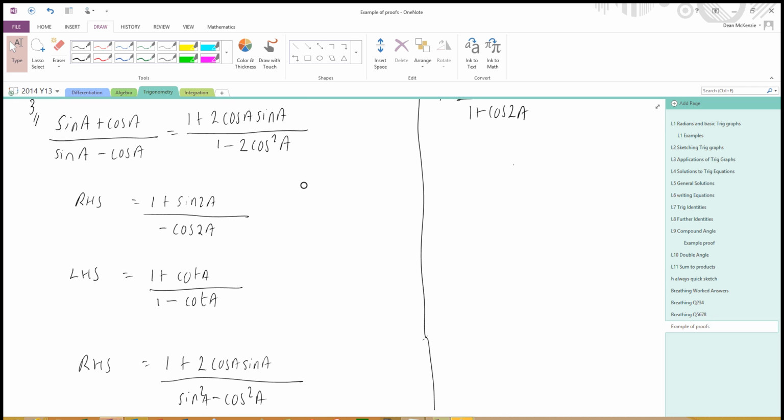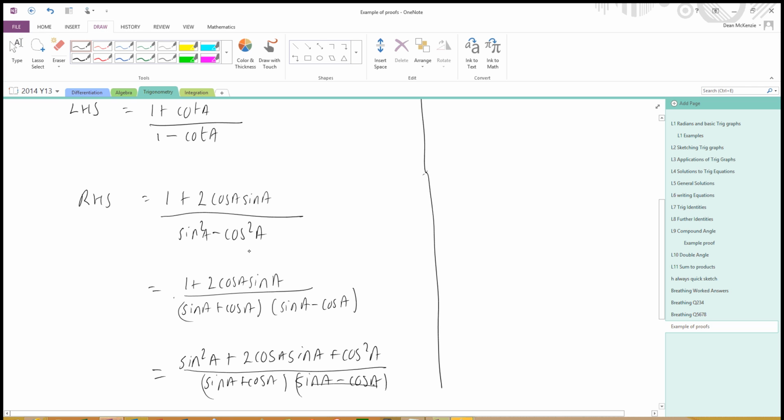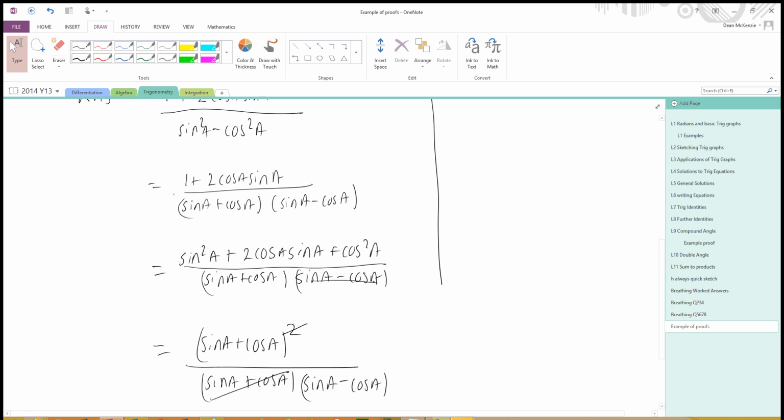So I started with the right hand side, and I know that I want a sine minus a cos, so I look at that part and I go, right, is there anywhere in the formula sheet that's going to give me a sine minus a cos? And there was. I've got a sine squared minus a cos squared, which I know can factorize into sine plus cos, sine minus cos. So then I go, right, great, I've got the bottom line, I just need the top line. It would be wonderful if the top line was sine A plus cos A all squared. Actually, it has to be, so they will cancel out. How does it do that?